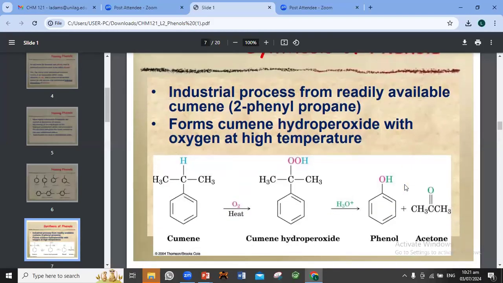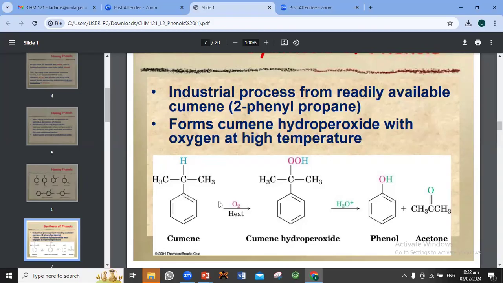In terms of synthesis of phenols, you can prepare phenols from cumene. And what's cumene? Cumene is when you have a propyl group on benzene. This is a 1, 2, 3 carbon alkane, propane. Because it's attached in the middle, it makes it phenyl 2-propane. It's called cumene. That's the common name.